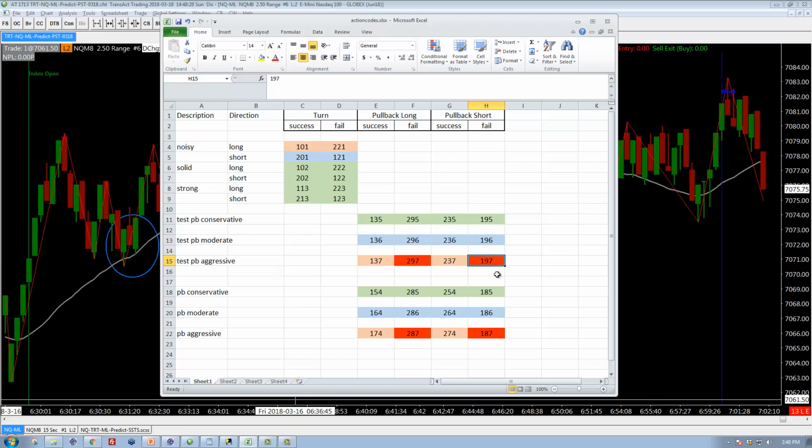Okay, so what we're going to do now is switch to Sierra Chart and see exactly where these codes are and how I tell the system that I want to be conservative, moderate, or aggressive.